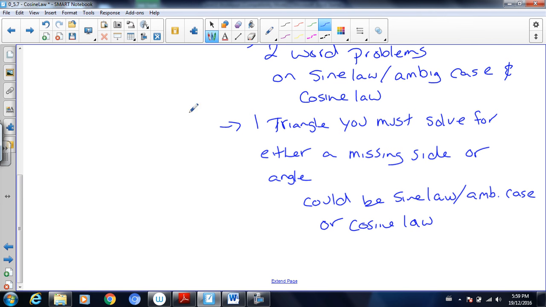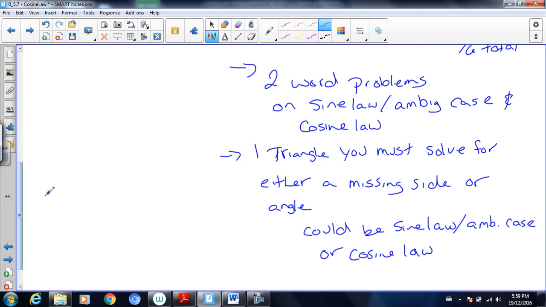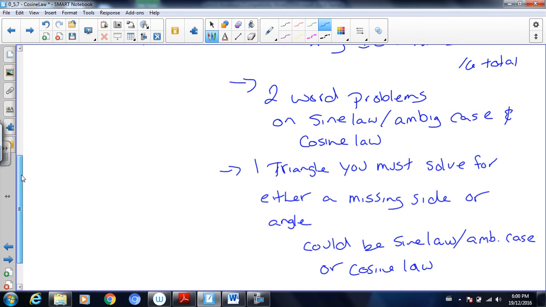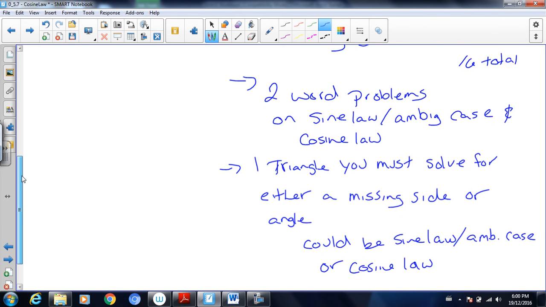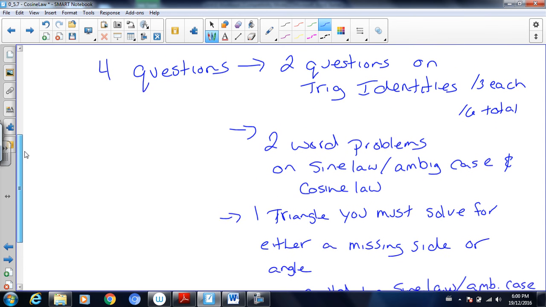I'm not telling you. So potentially, out of these 3, you will have at least 1 cosine law. You can potentially have 2 ambiguous cases, in which you use a sine law, or you could have 1 case that's ambiguous, 1 word problem that's a sine law, and another one that's a cosine law. I'm not saying what it is, but I'm just giving you the heads up. You need to know your ambiguous case very well.